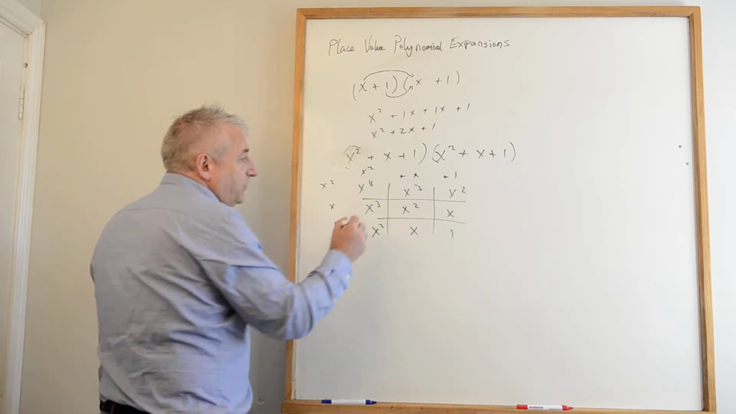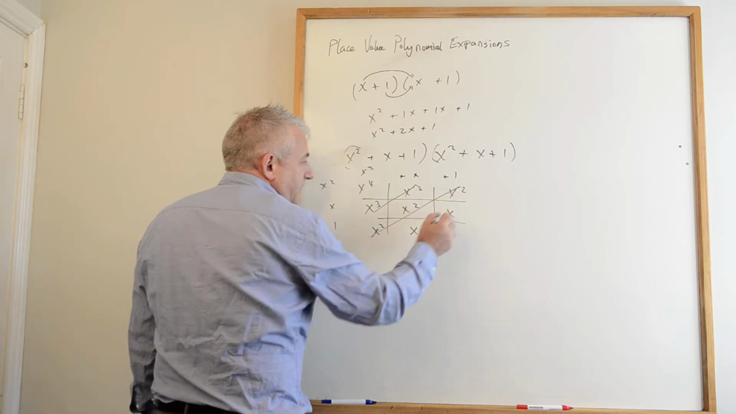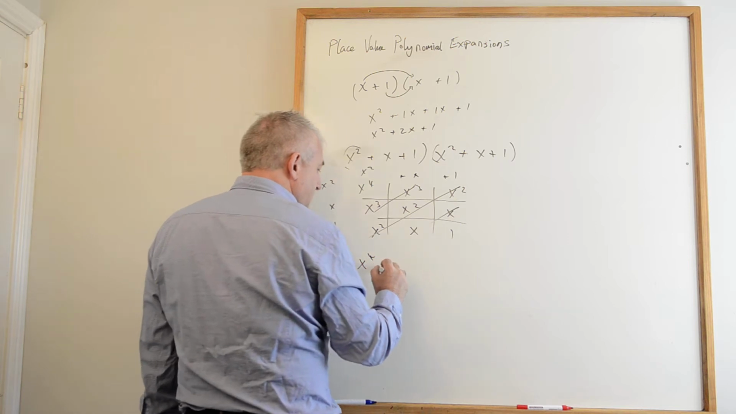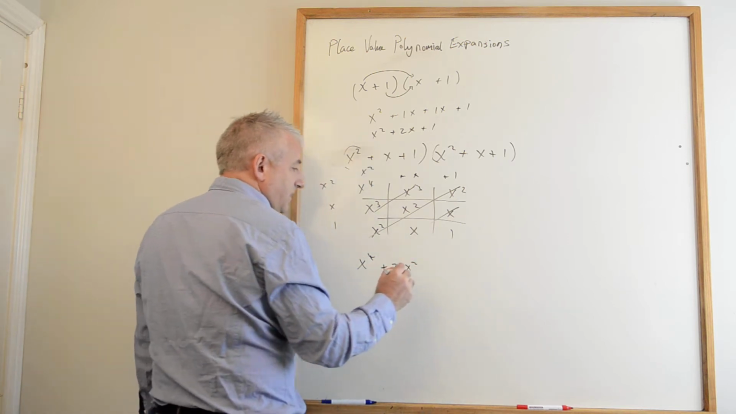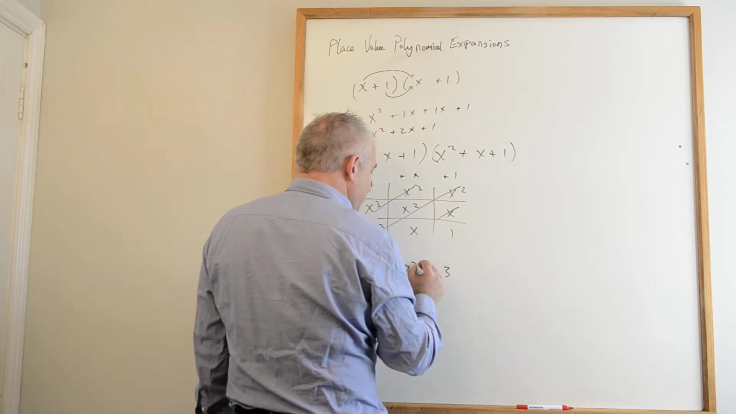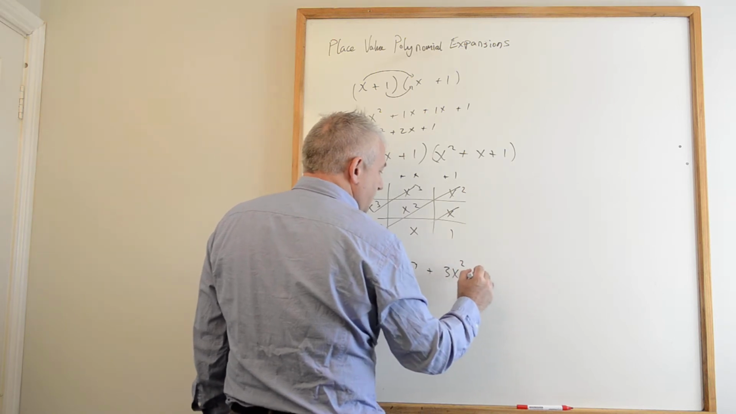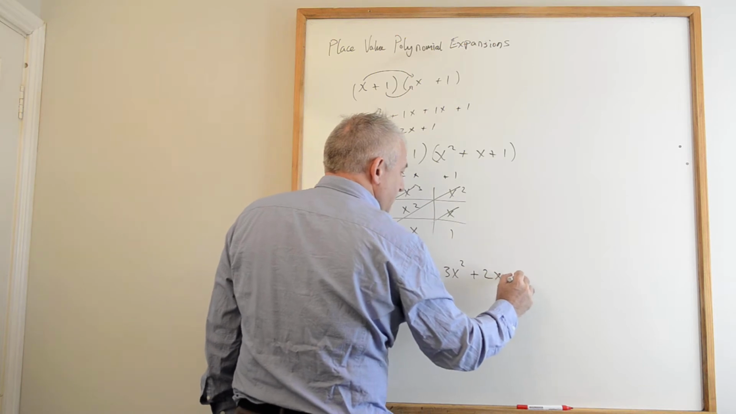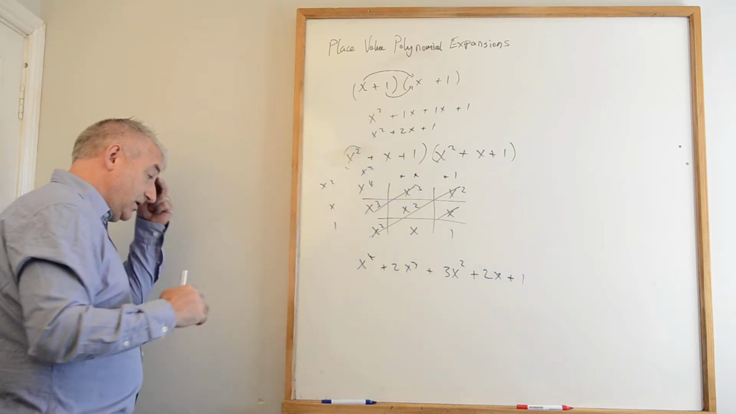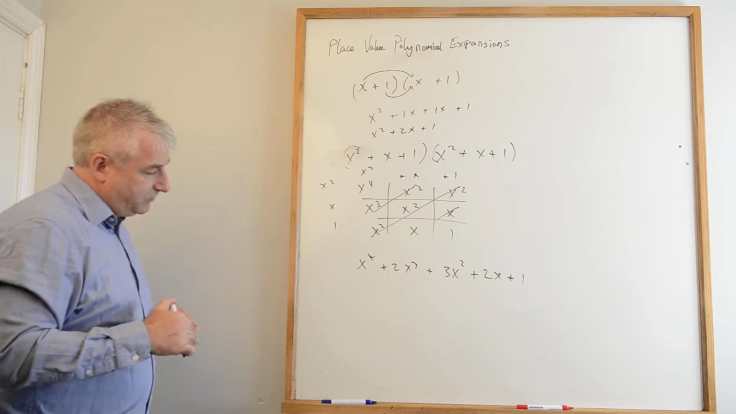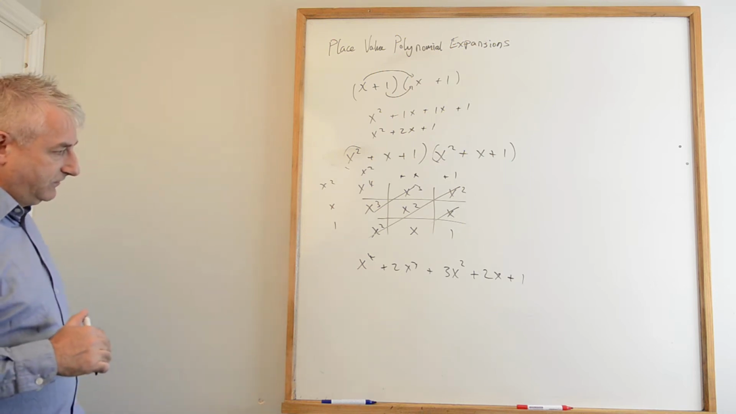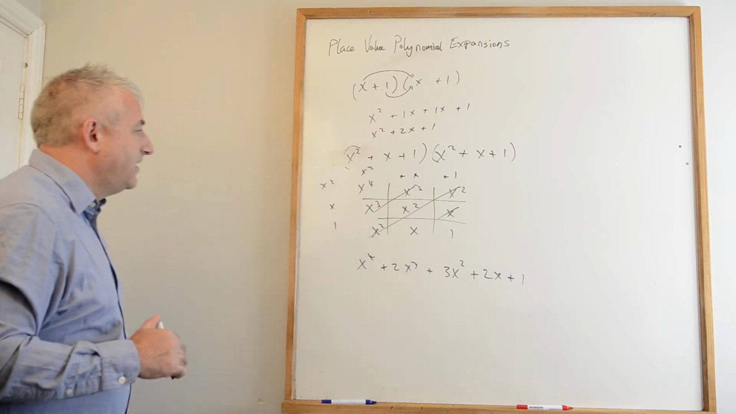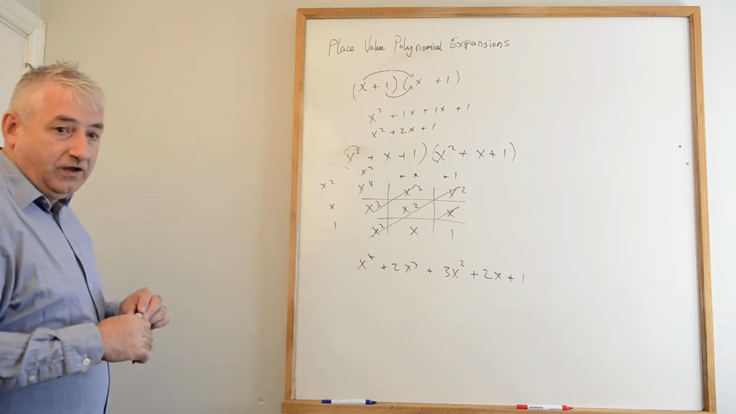So I just want to note that there are 2 of these, there are 3 of these, and there are 2 of these. So the final result is x to the 4 plus 2x cubed plus 3x squared plus 2x plus 1. And of course, those of us in the know, we're not talking about junior cert here, will recognize that these are just binomial coefficients.